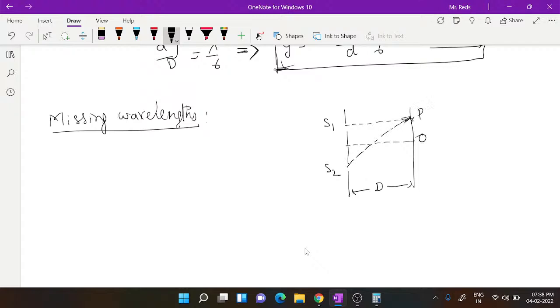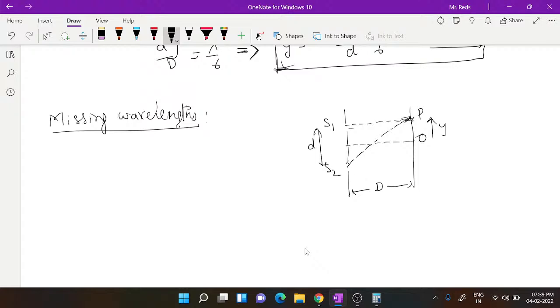What you have to remember here is that the separation between the slits is small d, and the distance to the screen is capital D. If you consider some point P on the screen at a distance y from the central bright fringe, the path difference between these two waves interfering here is S2P minus S1P. S1P is directly D. So what should S2P be? How can you write this?